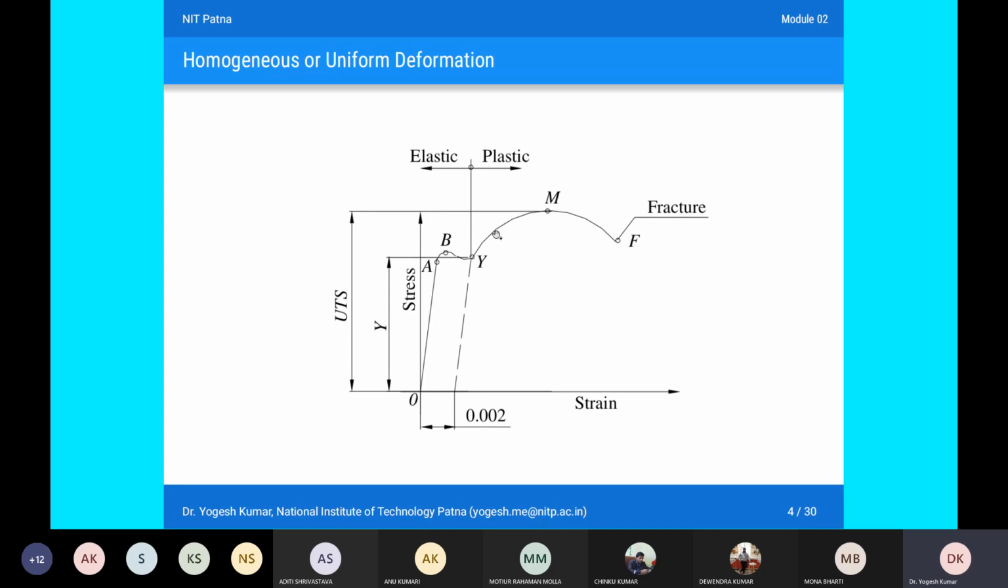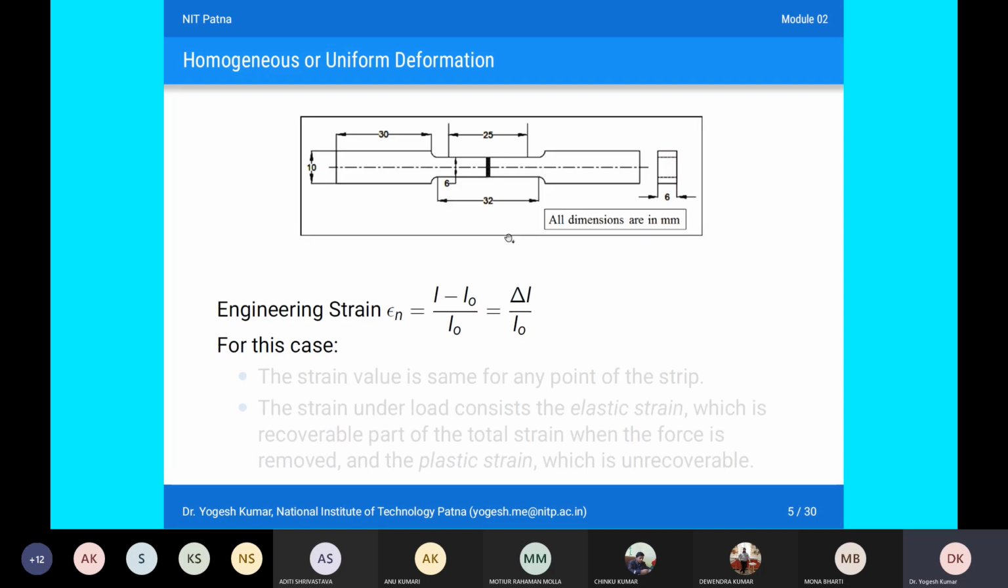When you release the force, what will happen? It does not come back to its original shape and size. There is some permanent deformation, and there is some elastic deformation. Due to elastic deformation, the material tries to regain its original position, but it does not reach the original position. This is because of the plastic deformation; the material is not able to get its original shape and size. Okay, so let me move ahead.